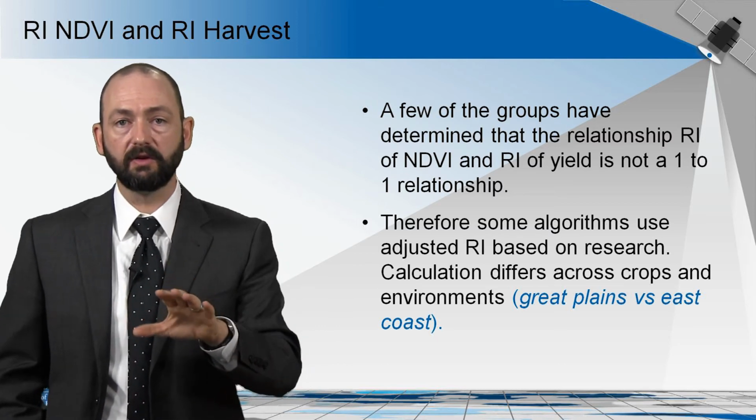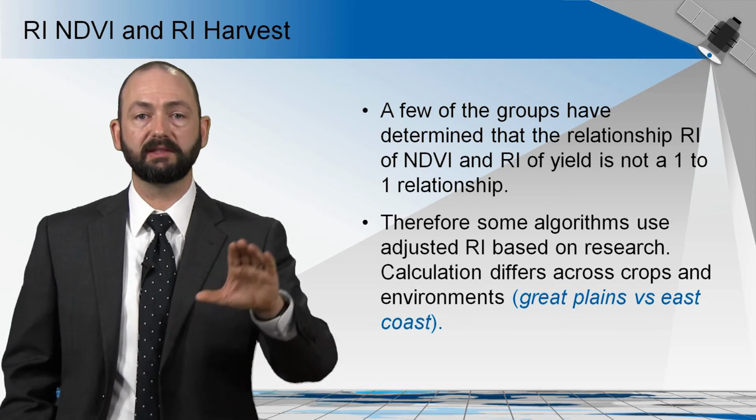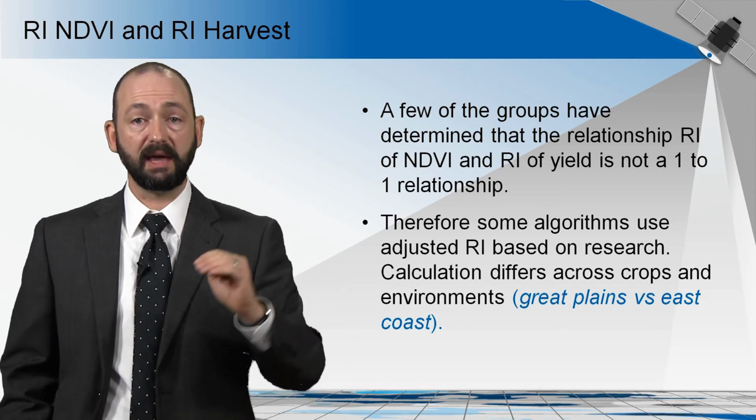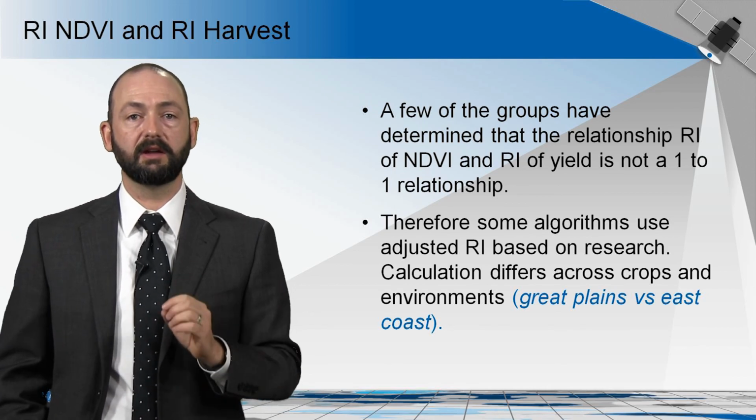So that's where the algorithm I've been talking about comes in. The algorithm is used to adjust the response index that we take in season based on research and local conditions, to calculate the nitrogen requirement.